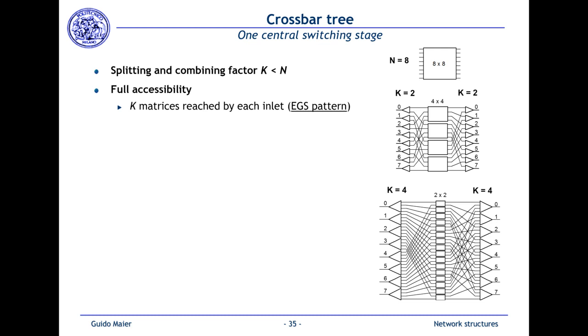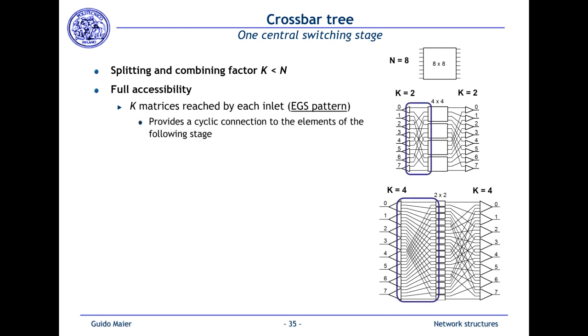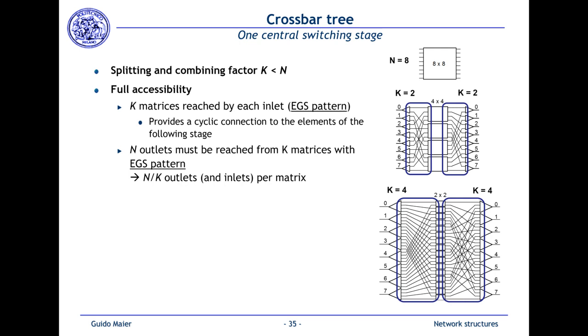So when we have a splitting factor of k, it means that we can reach a number of matrices in the central stage that is equal to k. So we have connected a pool of matrices here to a specific inlet. Okay, but from the inlet we want to go possibly to each outlet. So this pool of matrices that is connected to the inlet must be able to be connected to all the outlets. We have k matrices in the central stage. They must be connected to n outlets in the last stage. How many outlets must we have in the central stage for each matrix? Of course, we need n divided by k outlets.